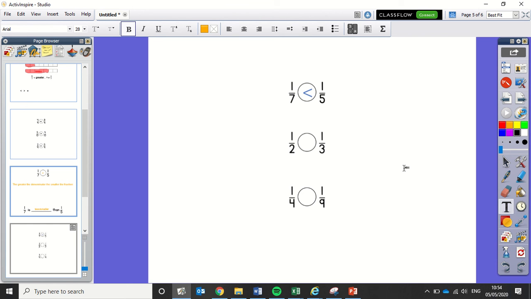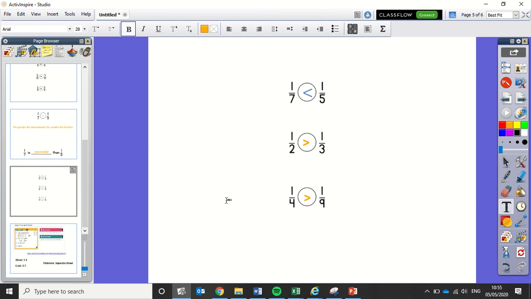And welcome back if you paused. So, let's have a look. We've got a half and a third. Well, a third is the greater denominator, which means it's smaller. So a half is bigger. We've then got a quarter and a 9th. The 9th is the bigger denominator, which means it's the smaller fraction, which means a quarter is bigger than a 9th. Nice and easy.